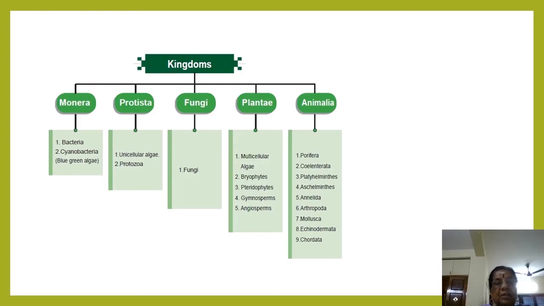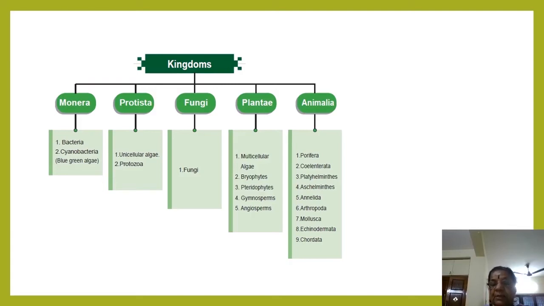Whereas Protista are unicellular: unicellular algae and protozoan. Right? Whereas in fungi, it is only the fungal group. Do you remember what I just said? Mushroom, Agaricus, yeast and bread mold. Remember that. And they are heterotroph, non-chlorophyllous, with absence of chlorophyll. So they are non-chlorophyllous, so they are heterotroph.